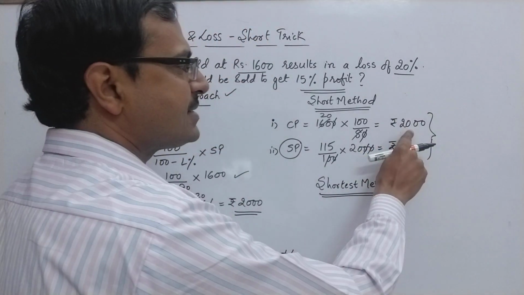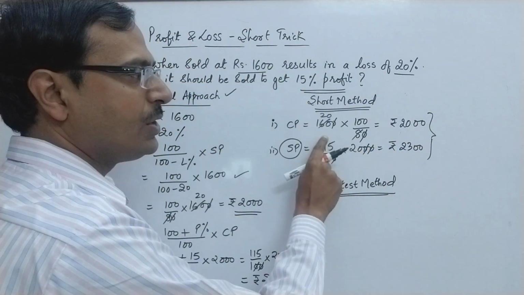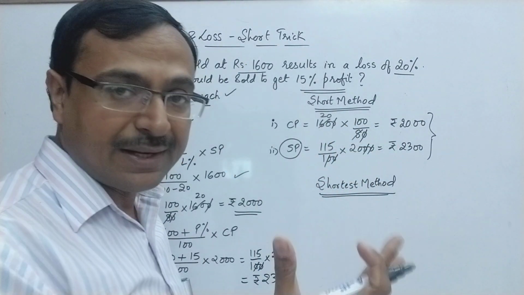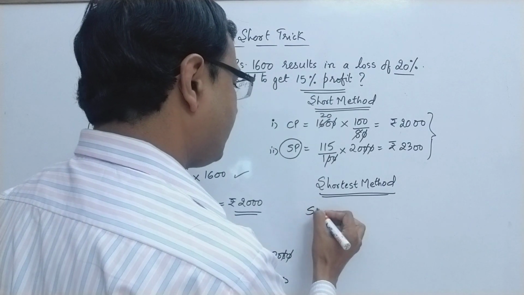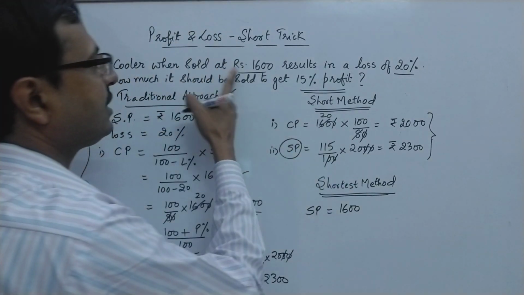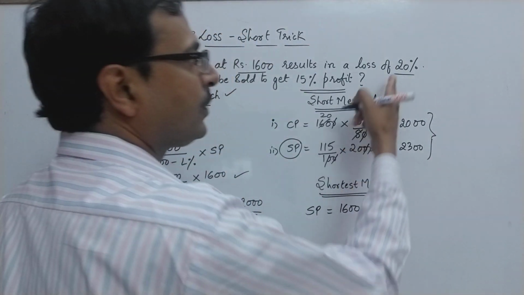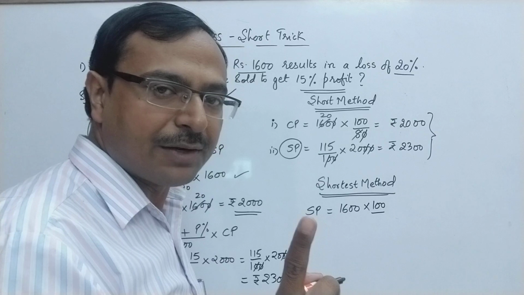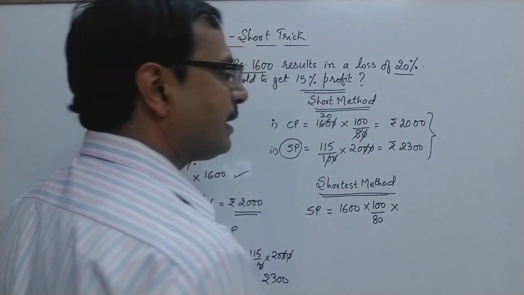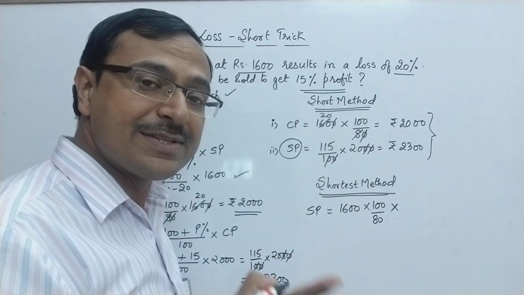Whatever answer I am obtaining here, I am using it here and multiplying it by this quantity. So why don't we multiply these two terms and the third term directly? Selling price can be obtained directly by using this 1600, multiplying by 100 and dividing by this. Loss is always subtracted from 100. So 100 minus 20 is 80.